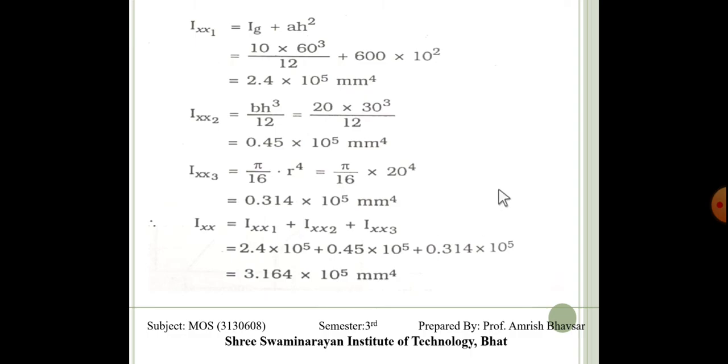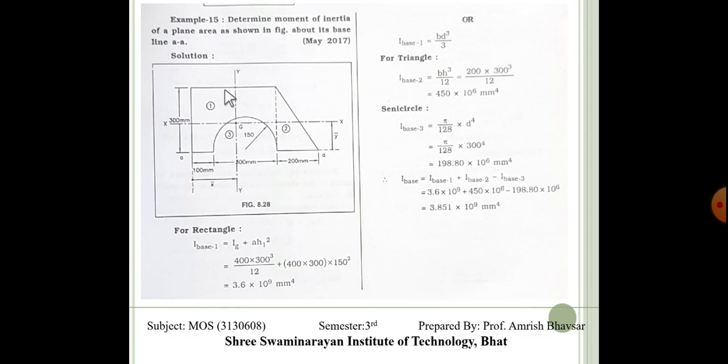So here we have a number of cases of how to find the moment of inertia and about which axis we need to find the moment of inertia, that is important. Another case, determine the moment of inertia of the plane lamina shown in the figure about its base. So from here we have to find the moment of inertia. So here the first part is a rectangle, the second part is a right angle triangle, and the third part is a half circle. So from the base we have to find the equations.